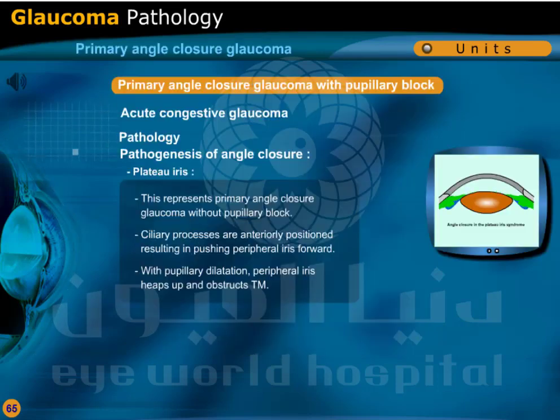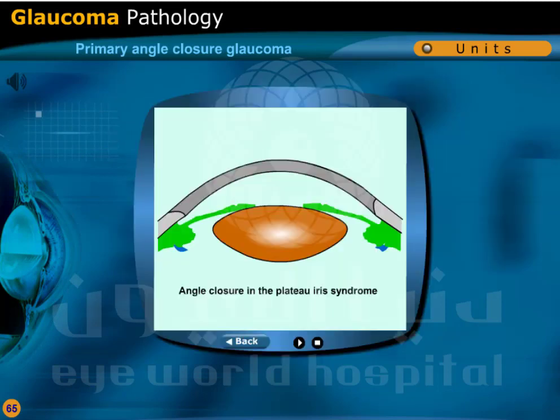Plateau iris. This represents primary angle closure glaucoma without pupillary block. Ciliary processes are anteriorly positioned, resulting in pushing the peripheral iris forwards. With pupillary dilatation, the peripheral iris heaps up and obstructs the trabecular meshwork.